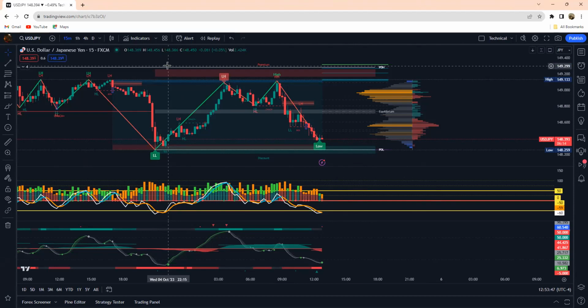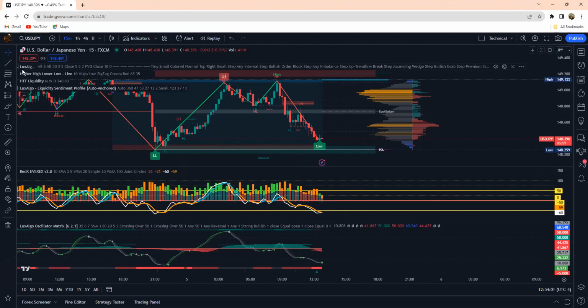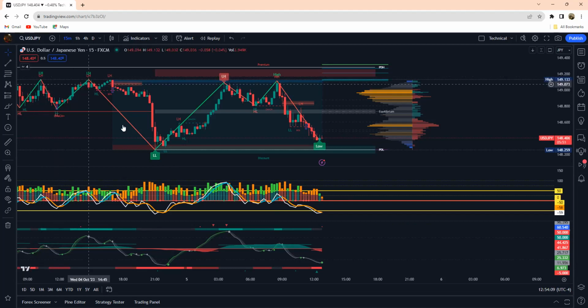As you can see, first we've got the previous day's high and previous day's low. Good to know, good to have, but you don't necessarily need it for your trade setups. So basically what we're looking for here, we have our market structure. This indicator right here, if you don't already know, is our higher high and lower low live indicator. This helps us to keep track of the major market structure in the market.